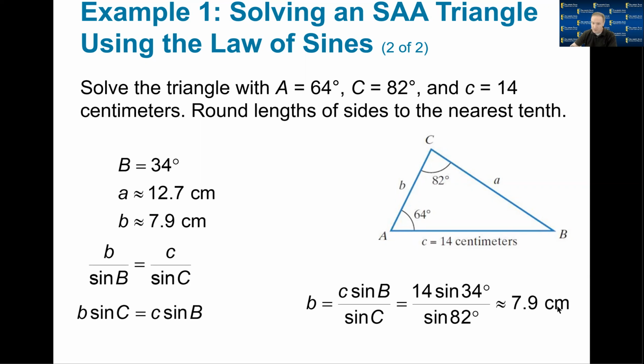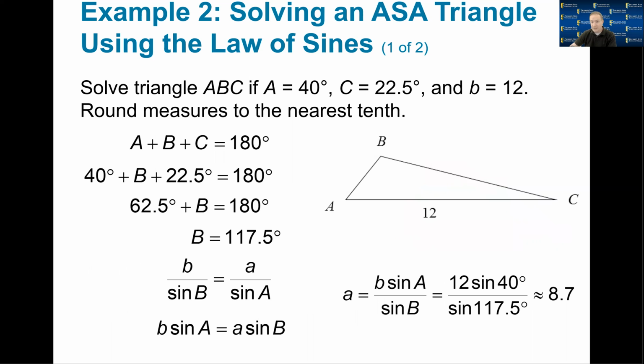Now, note in this problem, the larger the angle, the larger the side is opposite. So the 82-degree angle had a 14 centimeter side opposite it. The 64-degree angle had a side opposite it of 12.7. The 34-degree angle only had a side opposite it of 7.9. So you can see the larger the angle, the larger the side is opposite it. You can use that to kind of double check just to make sure you don't make a silly calculator error or something like that.